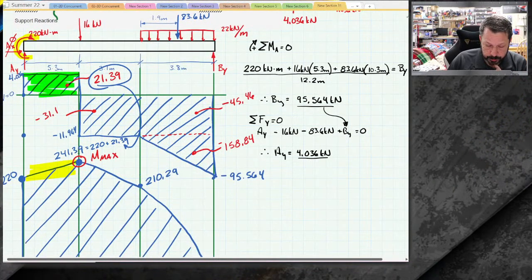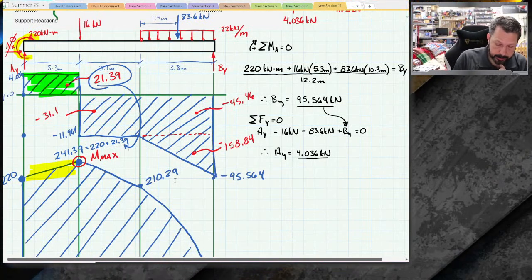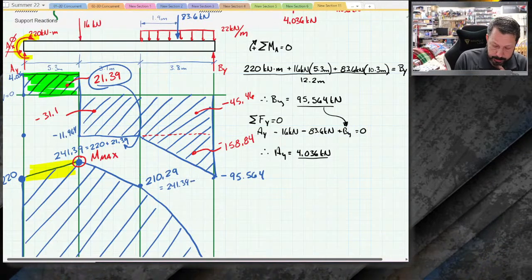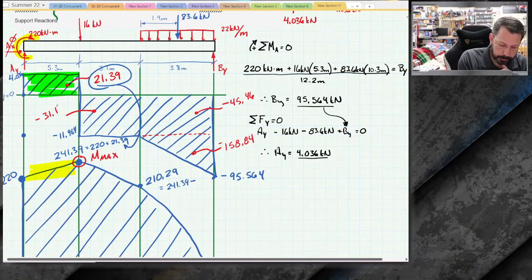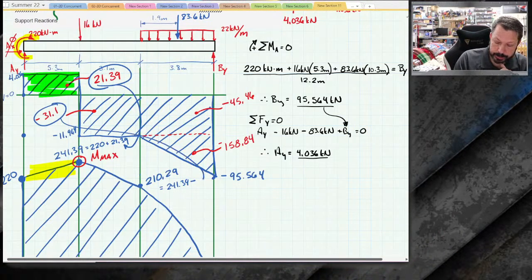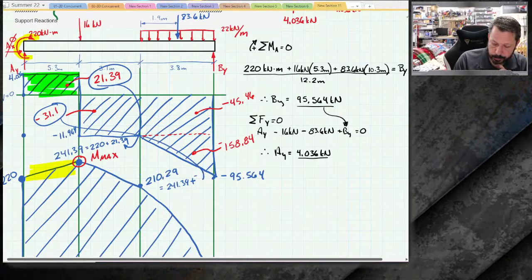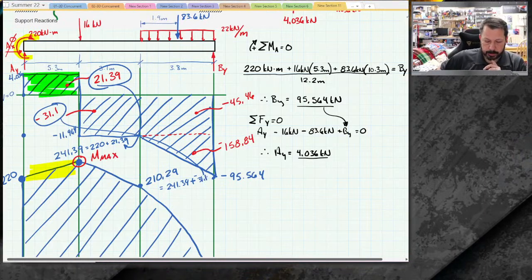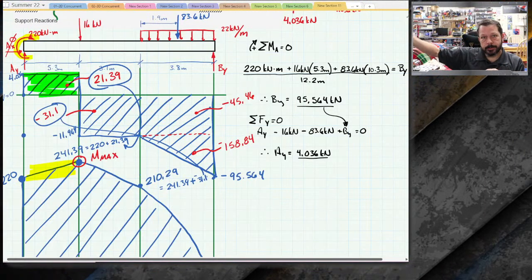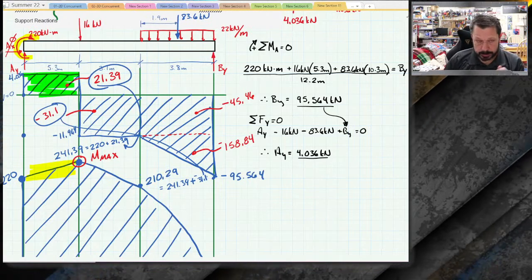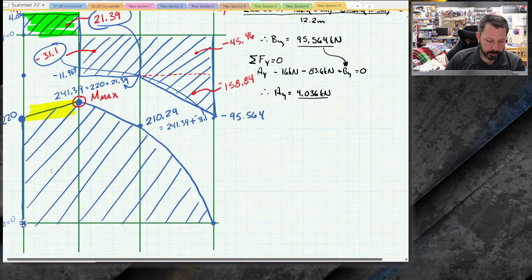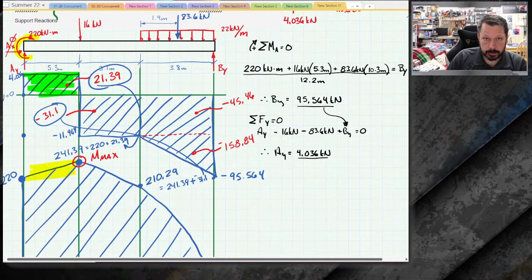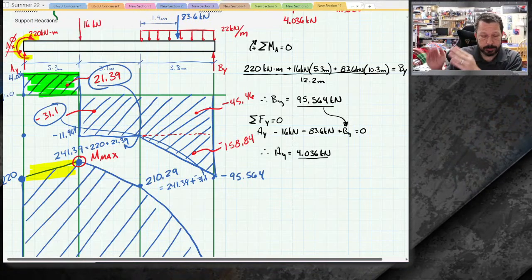How I got from 241.39 down to 210 is this 210 is equal to 241.39 minus the 31.1 here, or I guess plus a negative 31.1 if you want to do it that way. That might make more sense. And so that's how you progress through the bending moment diagram. You start at 0, and then you create change by however much the area is under each little section of your shear diagram.